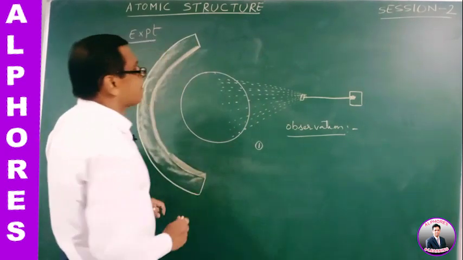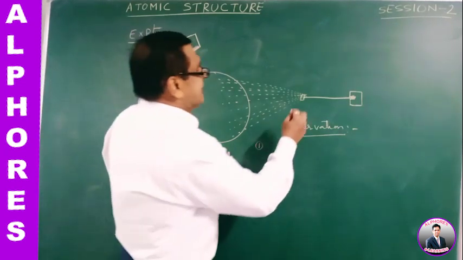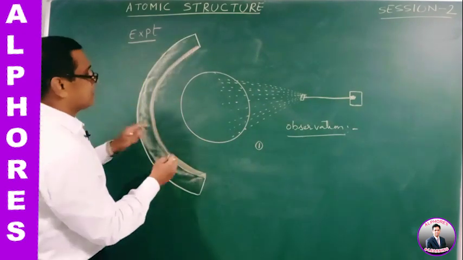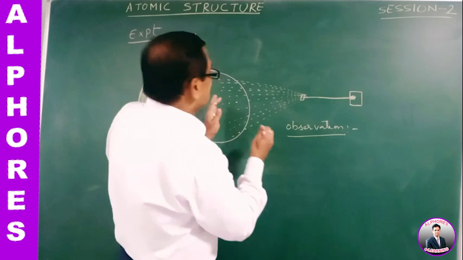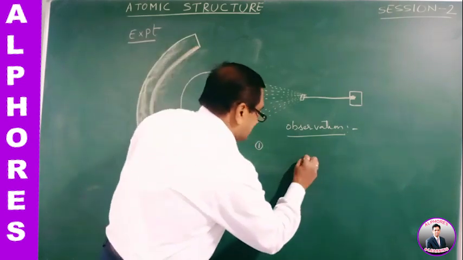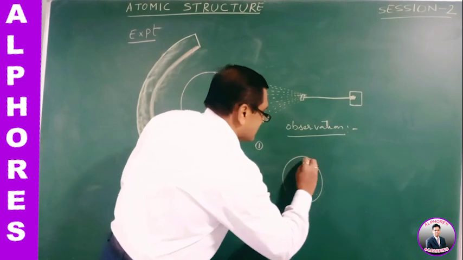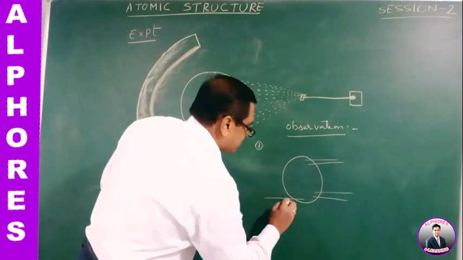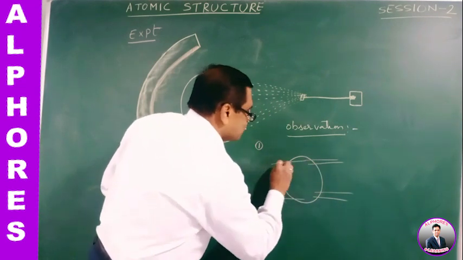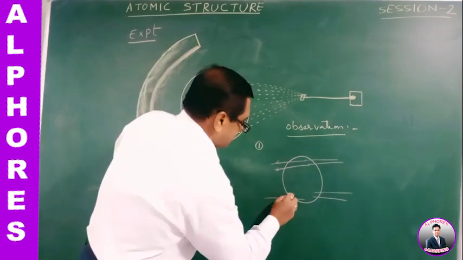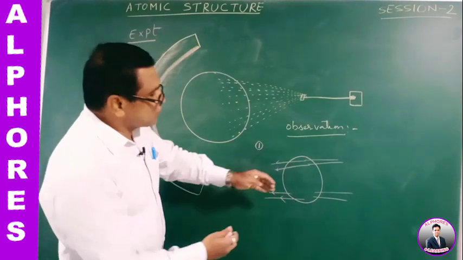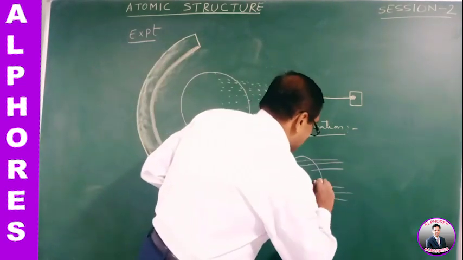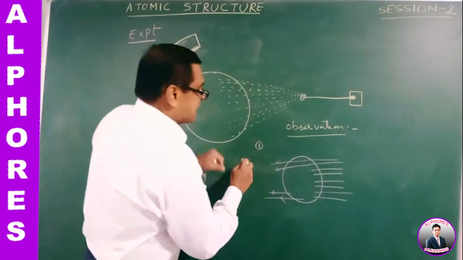First observation: most of the alpha particles pass through the thin gold foil in straight lines, like this. Most of the alpha rays pass through the gold foil in straight lines, and some of the alpha particles reach the center portion. That is the first observation.